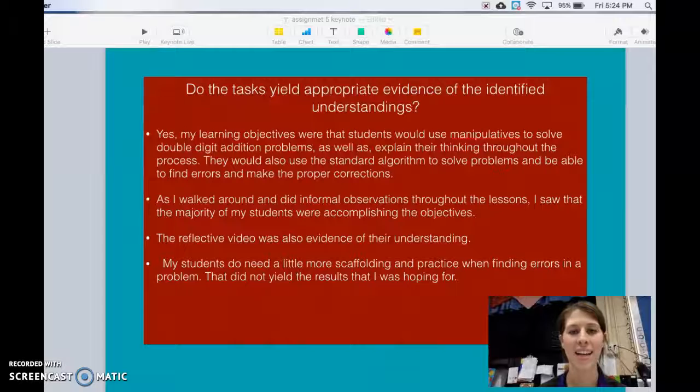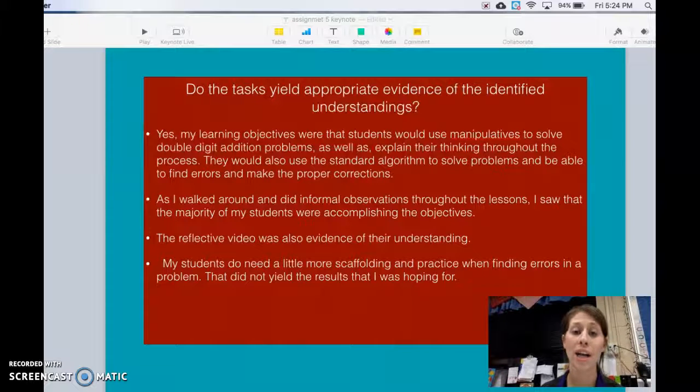So the unit that I decided to do was, I'm a second grade teacher, and so one of the big things that we teach in second grade is how to add two double-digit numbers together. And then later in the year, we'll get to 3- and 4-digit numbers as well. So we really taught a lot of place value leading up to this.